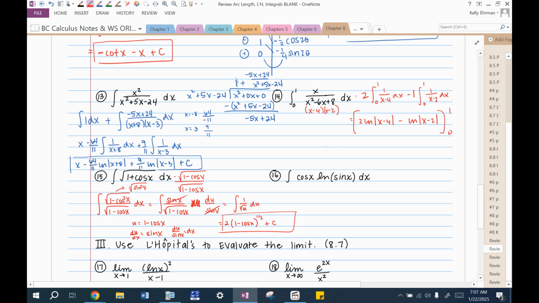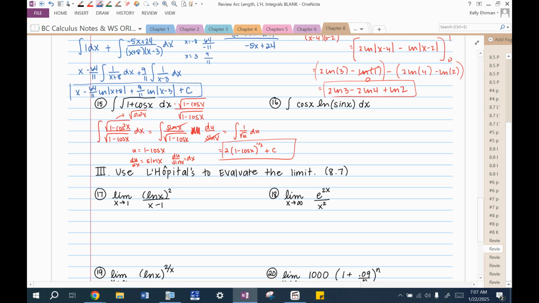Evaluate from 0 to 1. So when you plug in 1, you get 2 natural log of 3, because there's an absolute value, minus natural log of 1, minus, plug in 0, 2 natural log of 4 minus natural log of 2. This is 0. I can distribute some stuff through, so that's 2 natural log of 3 minus 2 natural log of 4 plus natural log of 2. We could condense that if needed. Not going to take the time.